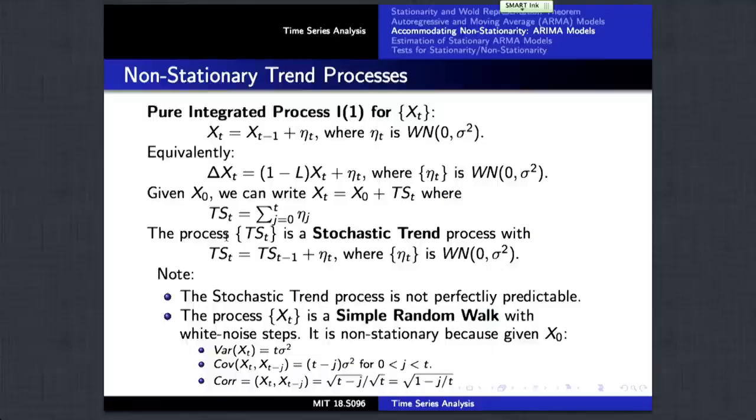What you can see is that this definitely depends on time, so it's not a stationary process. This first differencing results in stationarity, and the undifferenced process has those features.